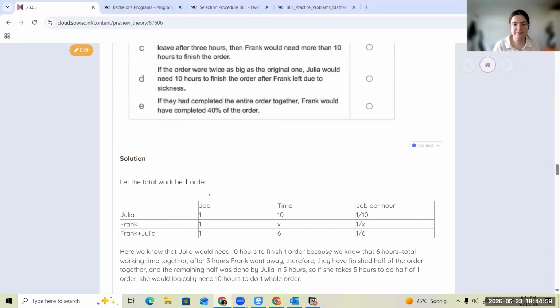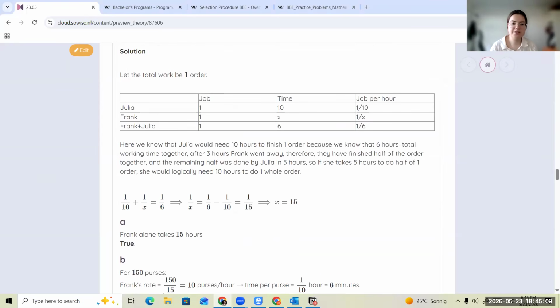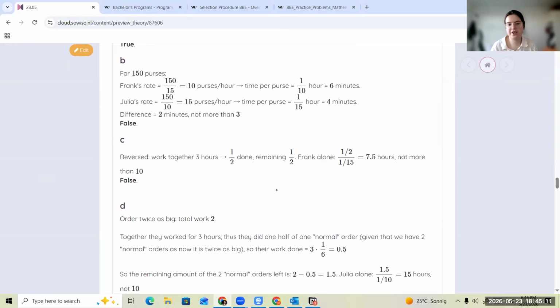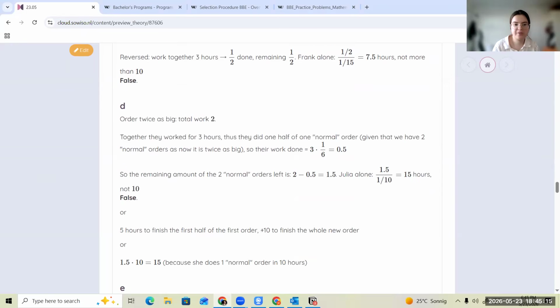For statement D, if the order were twice as big as the original one, Julia would need 10 hours to finish the order after Frank left due to sickness. So let's say instead of having one order, we have two orders. I think that's just, in my head, it works a bit better. This is the way I like to explain it.